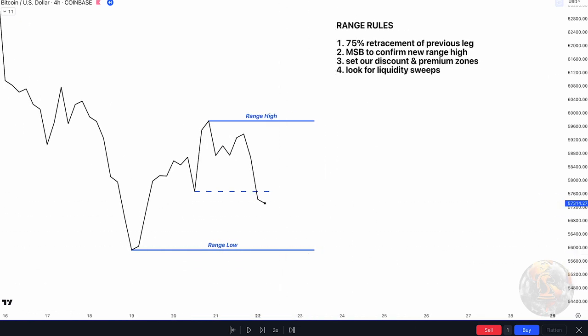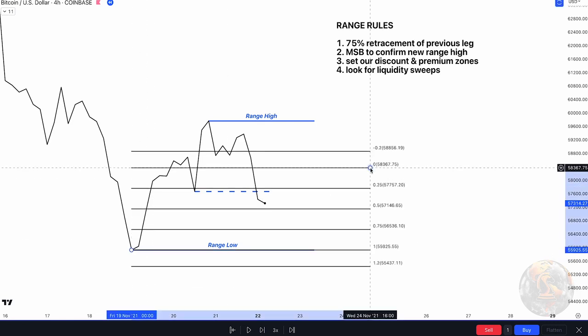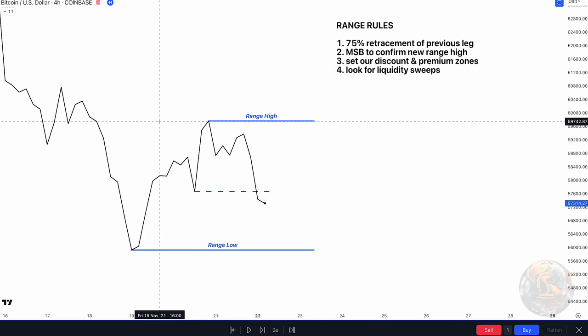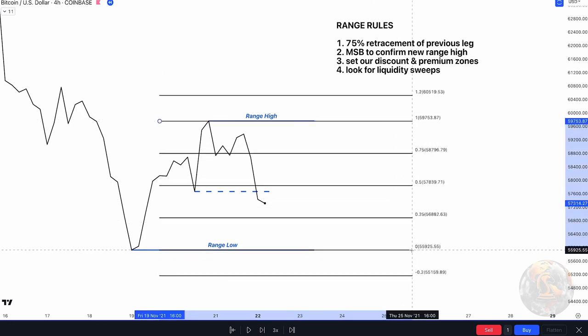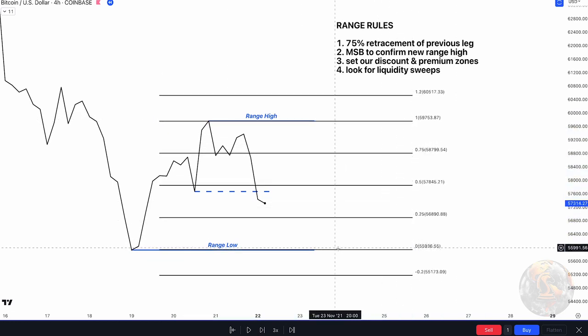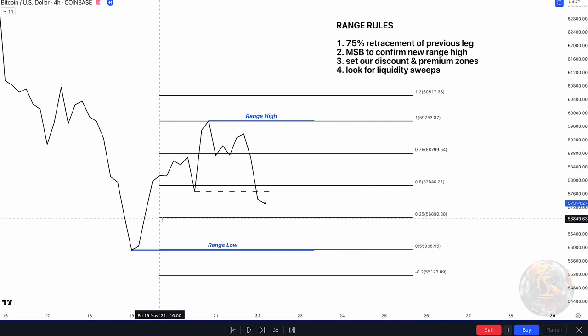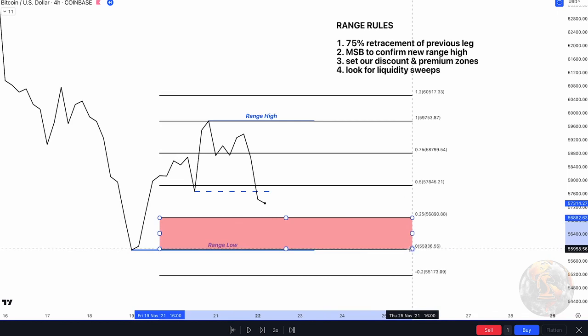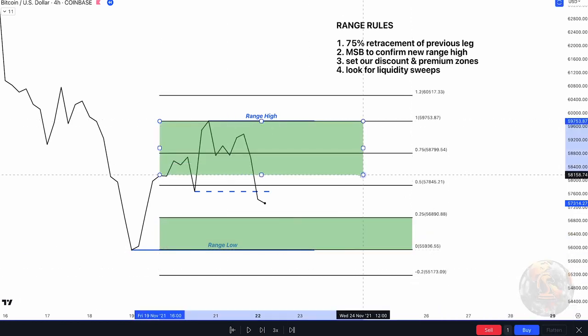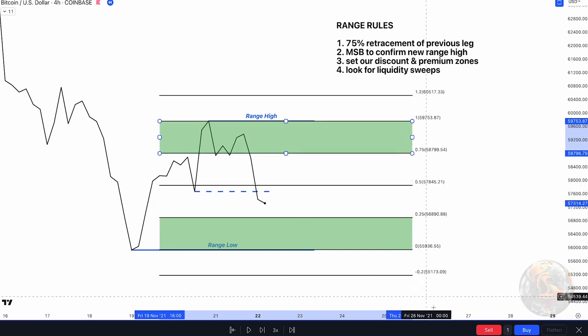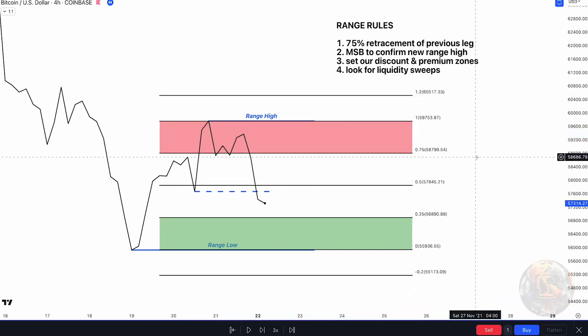Next, we want to look at our fib tool. Take it out, drag it across. Should drag it from top to bottom so I get it correct with the 0 and the 0.25. There we go. So now we have range low, range high. We have 0 to 0.25. That is our discount zone. That is where price is considered cheap. So we want to mark that. Mark it in green. We've got our range high, 0.75 to the top. That is our premium zone.